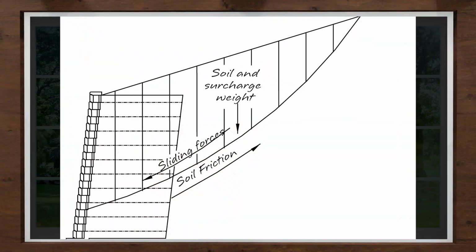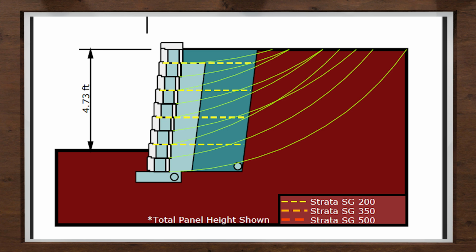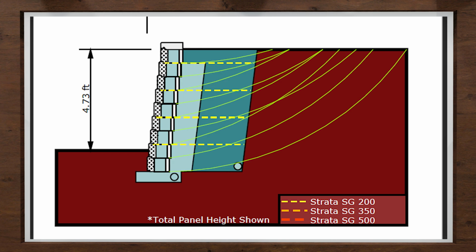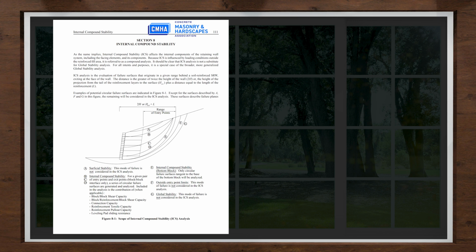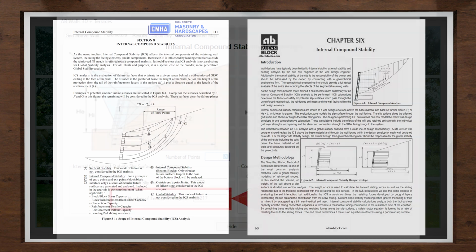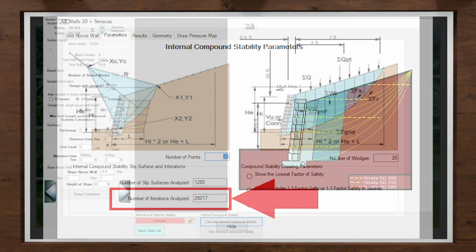Let's start by defining what internal compound stability is and its role during a retaining wall design. Internal compound stability is an iterative calculation comparing the forward sliding forces against the resistive forces along a circular potential slip surface that passes through the unreinforced retained soil, reinforced soil mass, and the wall facing within the wall design envelope, as defined in the Concrete Masonry and Hardscapes Association Design Manual, Chapter 8, and the Allen Block Engineering Manual, Chapter 6. Thousands of iterations are accomplished in seconds to find the most critical potential slip surfaces.